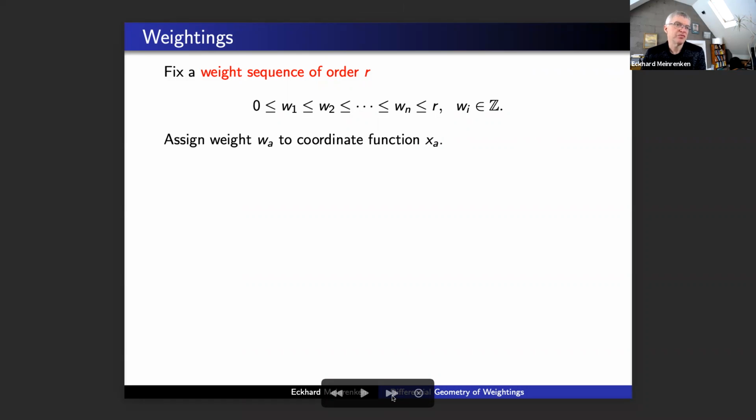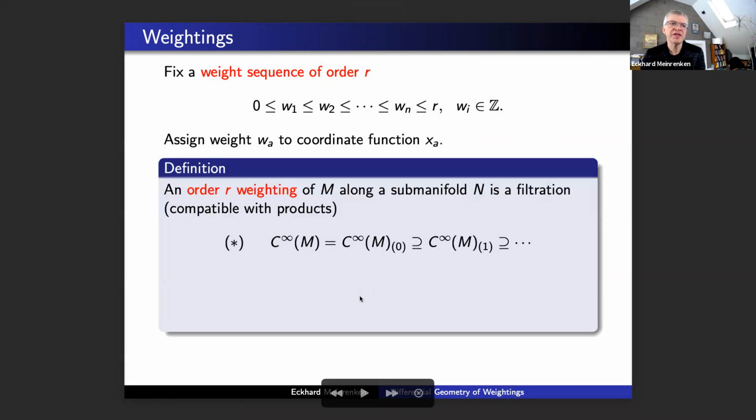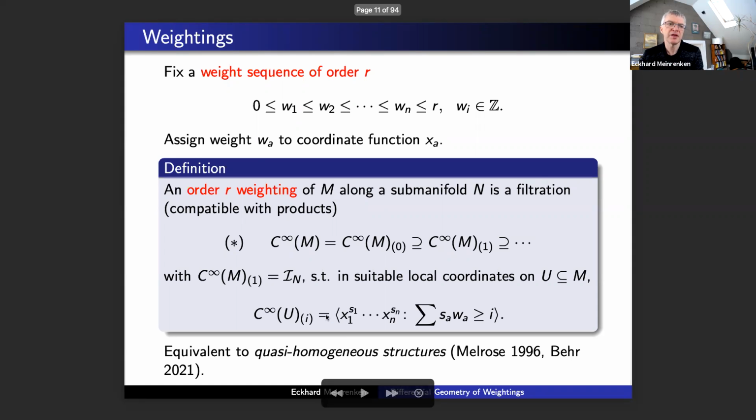So our first definition of weightings, maybe not quite satisfactory, is the following. We say an order R weighting of a manifold M along a submanifold is a filtration of the algebra of functions, so a descending filtration. Think of these subscripts as order of vanishing, but in a weighted sense. And the way we make sense of weighted sense is that in local coordinates, on some coordinate patch, the part of filtration degree i consists of monomials that have weight at least i.